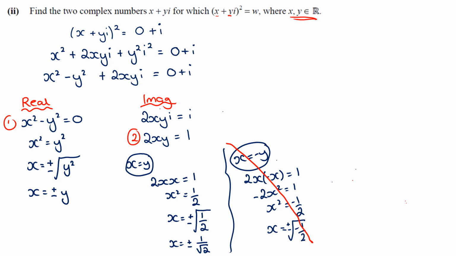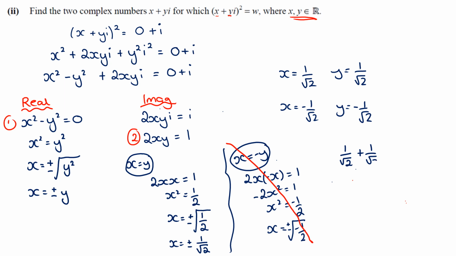So the two answers are if x equals 1 over root 2, then y will be the same, 1 over root 2. And if x equals minus 1 over root 2, then y will equal minus 1 over root 2. So the two complex numbers are 1 over root 2 plus 1 over root 2 i, or minus 1 over root 2 minus 1 over root 2 i.